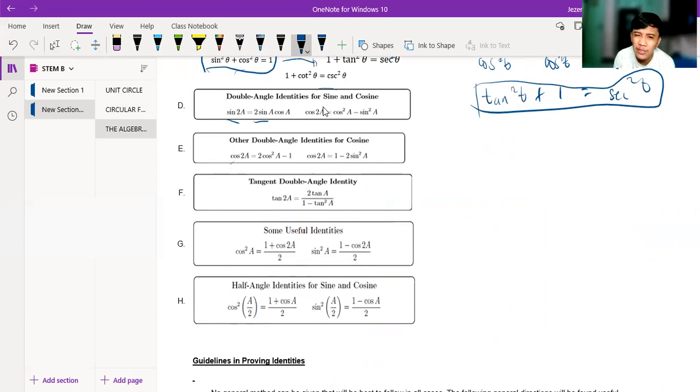So, this one is not used often. But this one, always. It is never missing. So, this one and this one are also never missing. Tangent 2a is equal to 2 tangent a over 1 minus tangent squared a. Okay. This one also is not often missing.